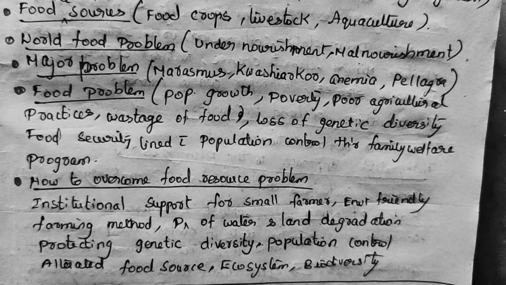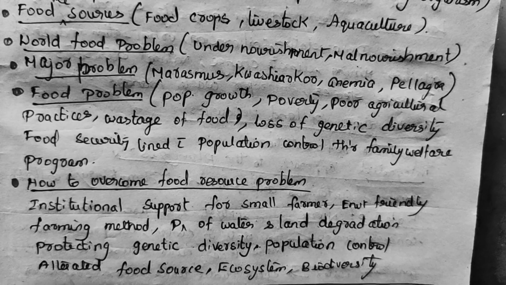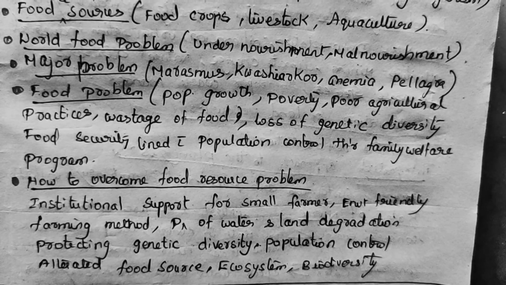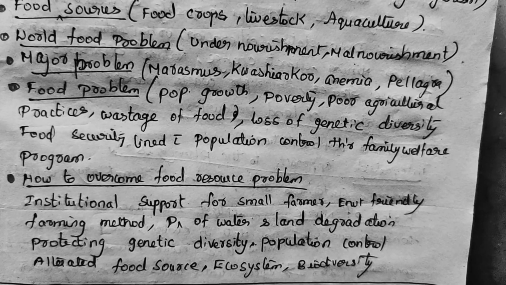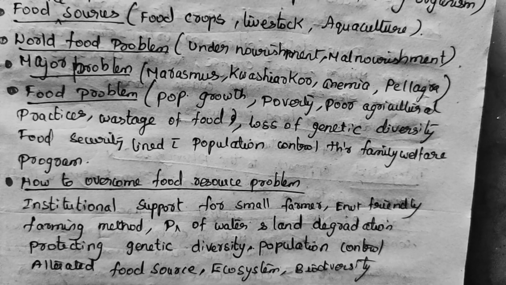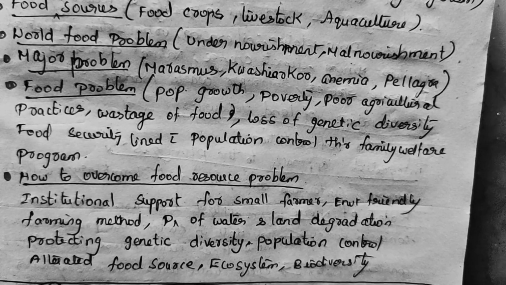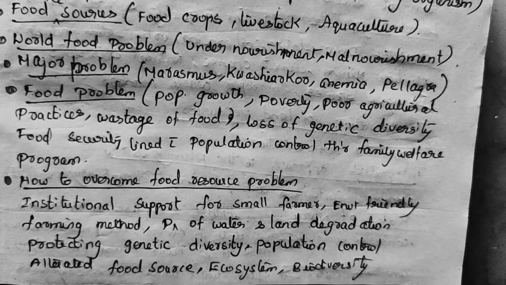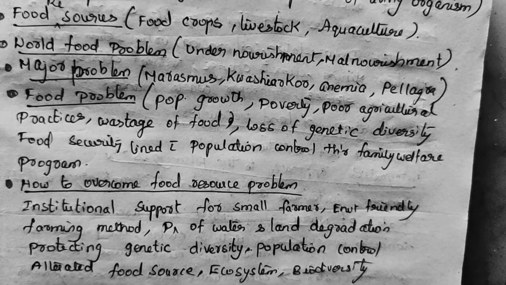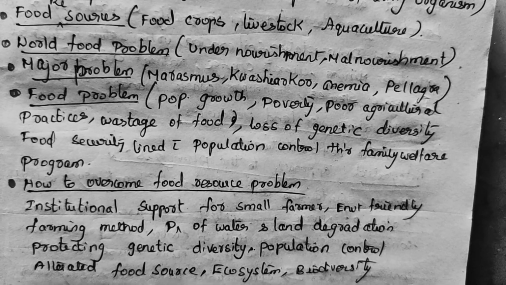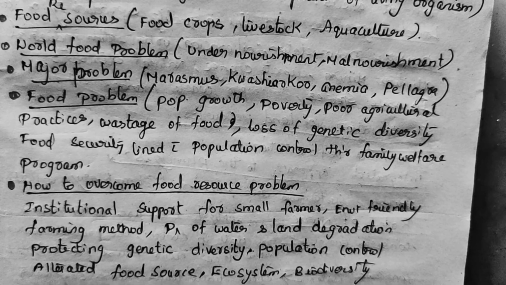And next one, how to overcome this problem? So how to overcome the food resources problem? For starting, institutional support for small farmers, and then we have to use environmentally friendly farming methods. So avoid all the chemicals, prevent water and land degradation, and protect the genetic diversity. So avoid the hybrid varieties, and population control.